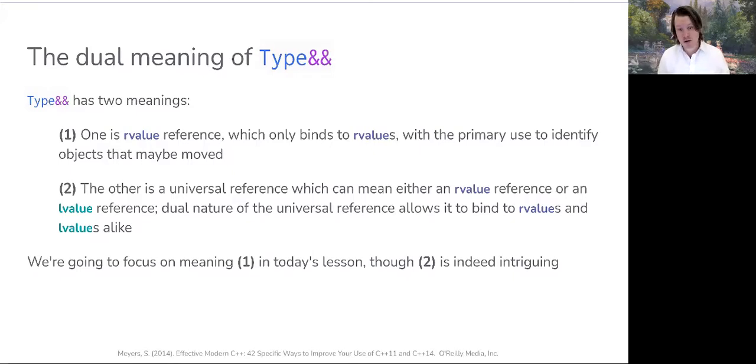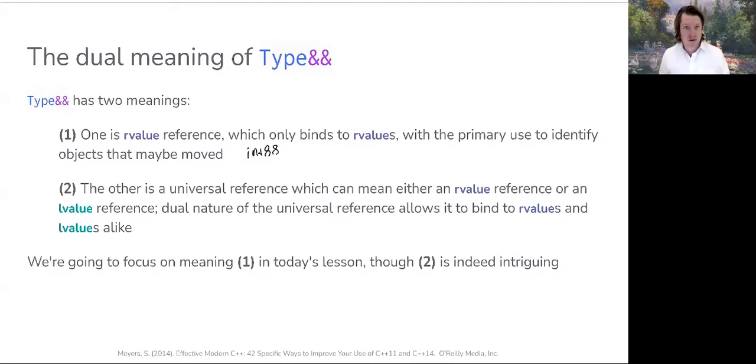One meaning is an rvalue reference, which only binds to rvalues, with the primary use to identify objects that may be moved. So you might see, okay, here's an rvalue reference to an integer object. And we'll get into what an rvalue is in the next slide, so hang tight.